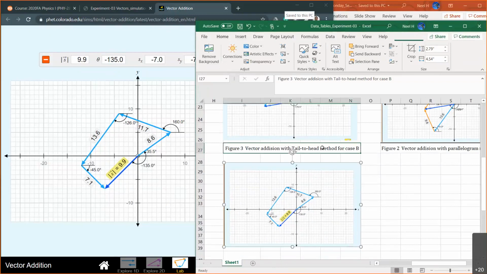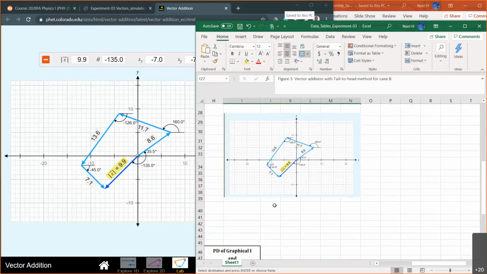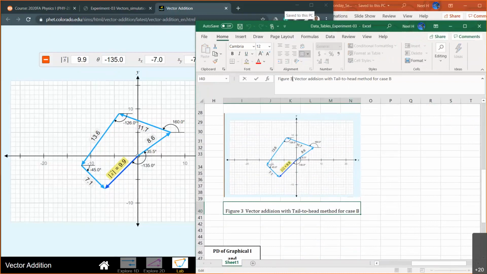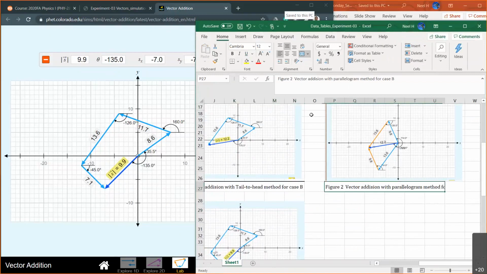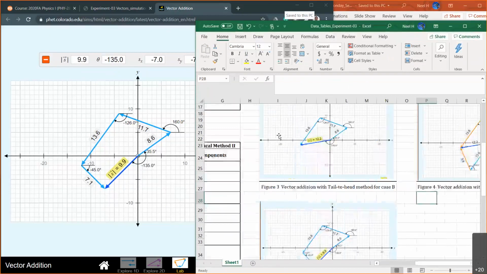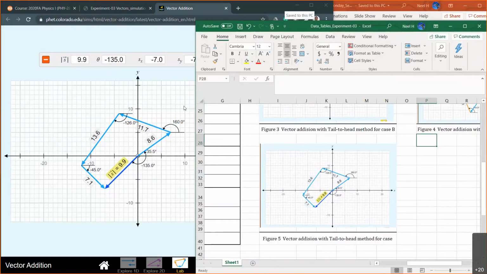Now this should be actually for KC triangular. This tail to head method is sometimes called the triangular, but that has a little bit of a different meaning. Okay. This is figure number 5, and this is for KC. Figure 4, the previous one. Make sure you number those properly. Okay, equation.